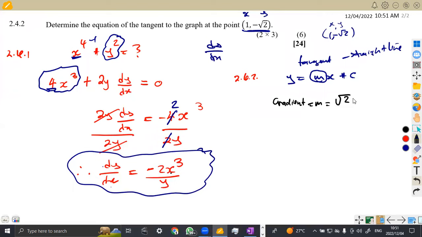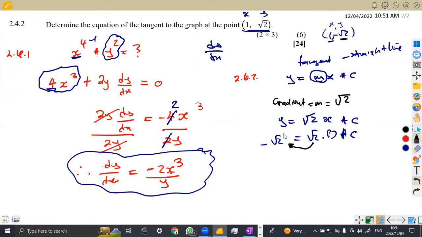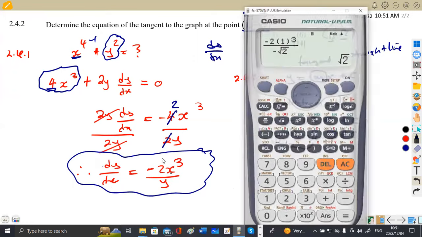So if our m is equal to square root of 2, therefore let us substitute this into the equation. y is equal to m, which is square root of 2, x plus c. So to find c, we are going to substitute the point that you are given. Again, in place of y, you substitute negative square root of 2, which is equal to square root of 2 times x, which is 1, plus c. So to find c, definitely I have to transpose the square root of 2 to the other side of the equation, which is now minus square root of 2. So it's now minus square root of 2 minus square root of 2, just like minus 1 minus 1.